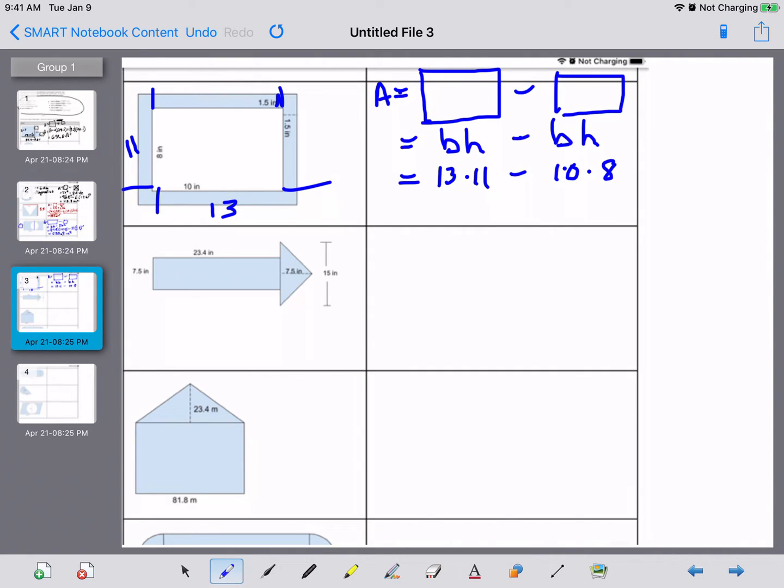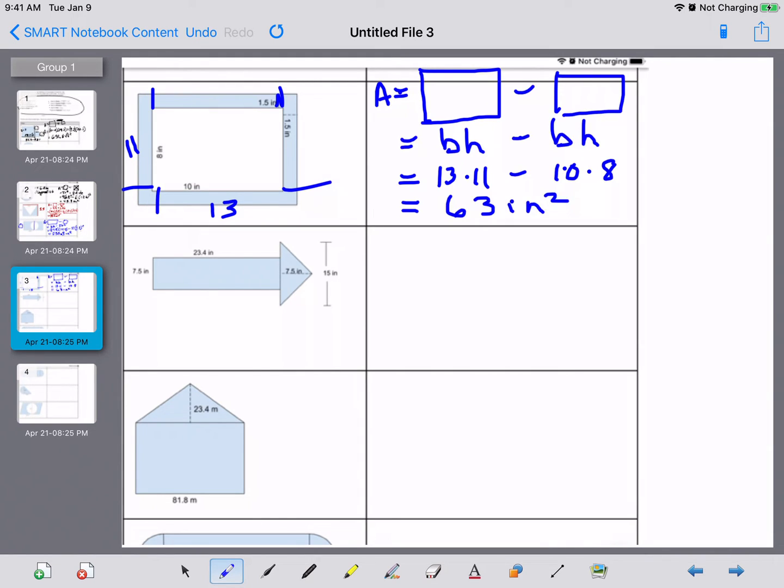So I grab my calculator, and I'm going to go 13 times 11 minus my 10 times 8, and I get 63. So my area is 63 inches squared.